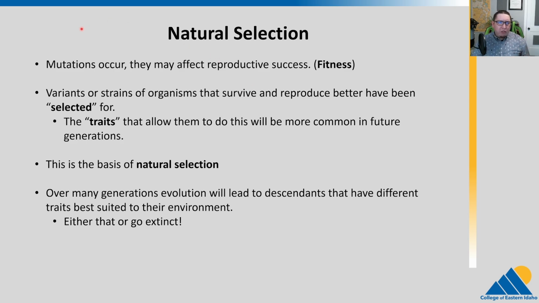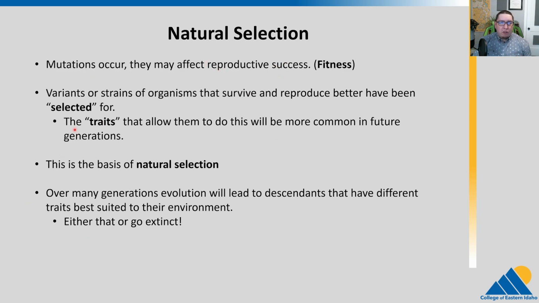Okay, how do we assess this? Well, mutations are going to occur. We need to assess whether they affect reproductive success. In evolutionary biology, we call reproductive success fitness, okay? So you may have heard of survival of the fittest. That does not mean survival of the person that can lift the most or can run the farthest. What it means is the individuals that have the most offspring, that are the best suited to their environment, those are the fittest individuals. It's reproductive success.